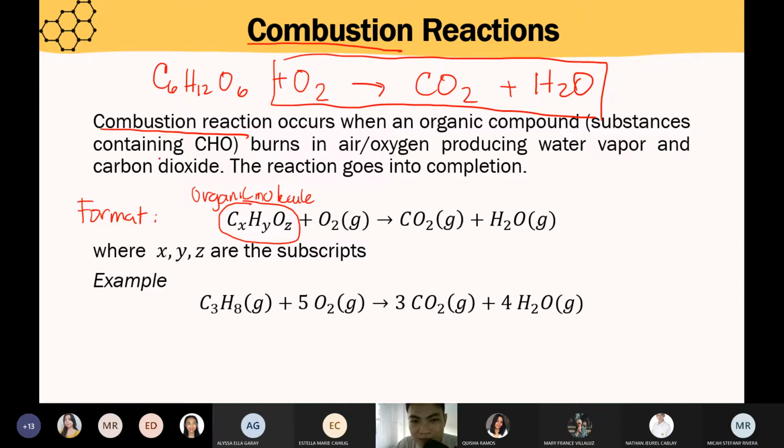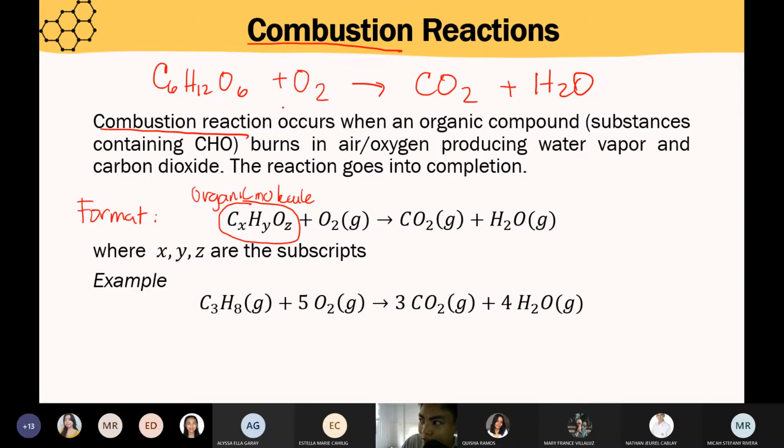So when we say combustion reaction, basically, you react your organic molecule with oxygen in the air to produce carbon dioxide and water vapor. Okay? So again, it is always written this way. Kasi, if we say combustion, ganyan talaga yan. So now, alam nyo na kung paano magsusulat ng combustion reaction.